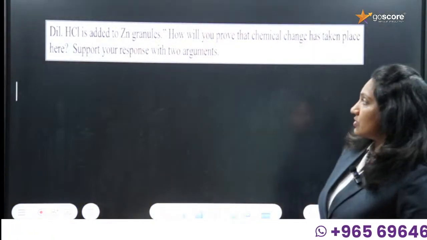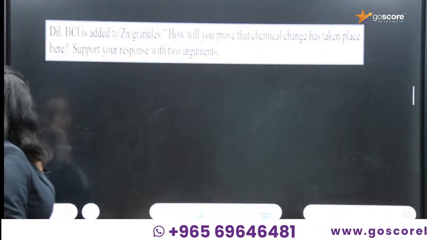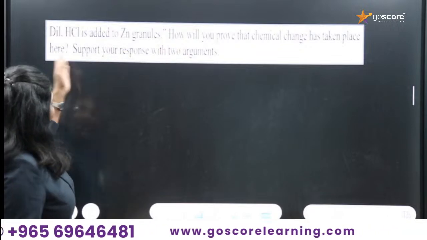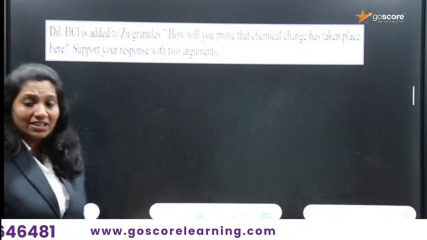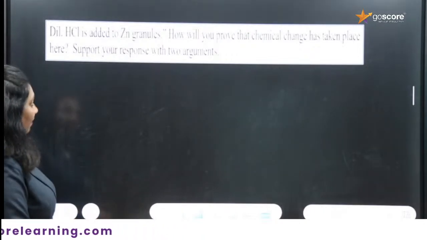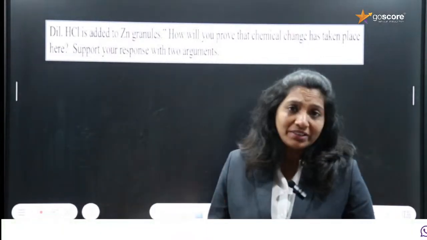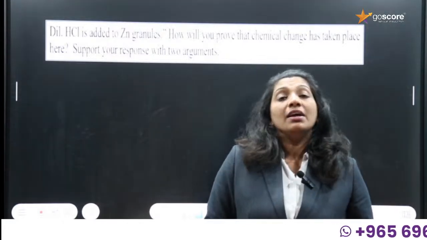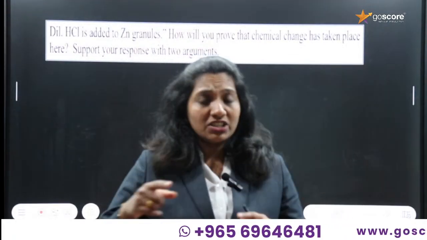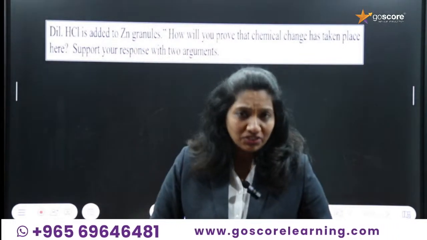For a 2 mark question, you are adding zinc granules to dilute HCl. You want to prove that a chemical change has taken place here, and support your response with 2 arguments. How will you know? You have learned the characteristics of a reaction. What happens when a chemical reaction is happening, right? You have learned the change in temperature, the color change, evolution of gas, formation of precipitate. Like that, a few characteristics you have learned, right?